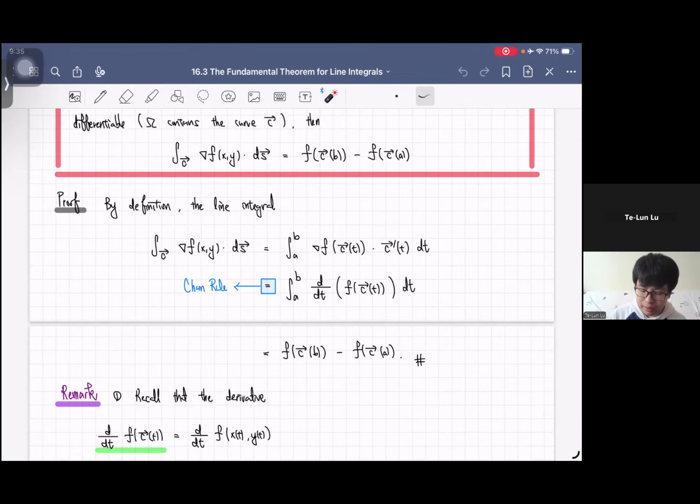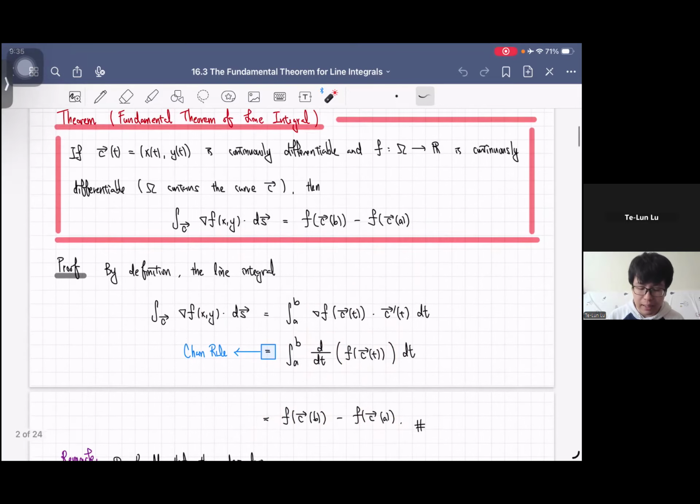So we see that taking the derivative of this guy, taking integration, is simply evaluating this guy at the starting point and at the ending point, right? So this last line is due to the usual fundamental theorem of calculus because this guy is actually the antiderivative of this guy, right? By definition.